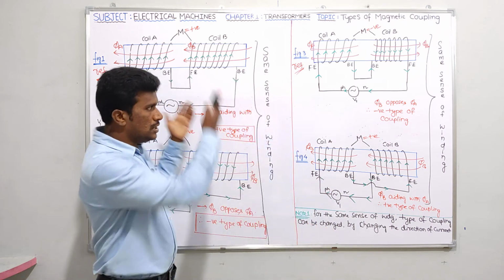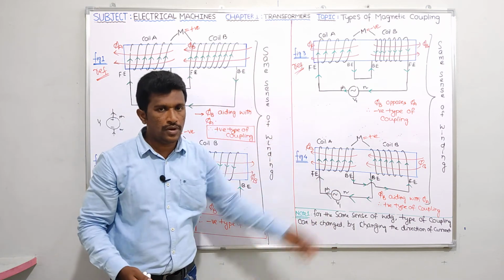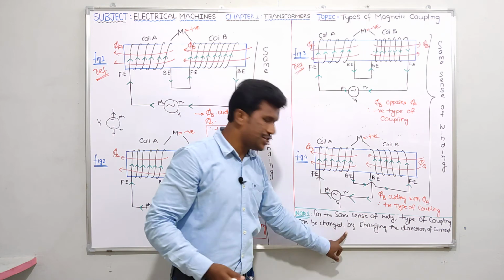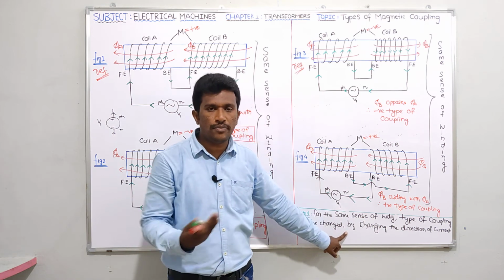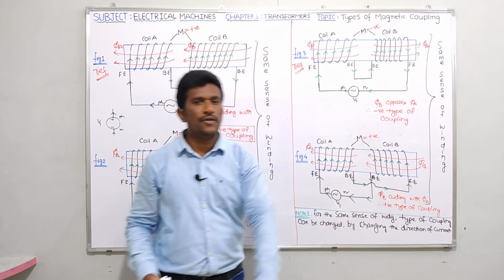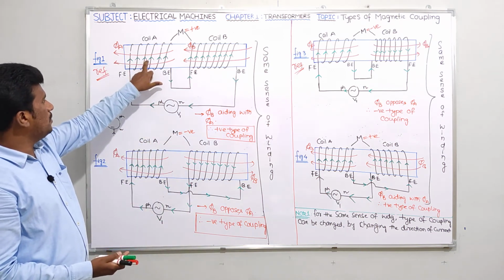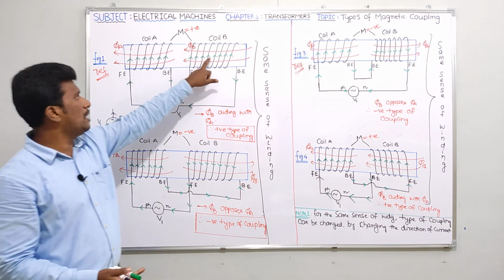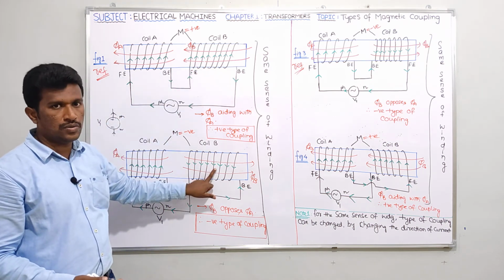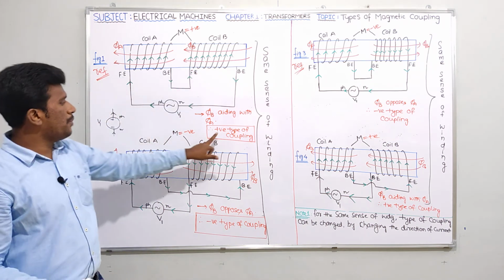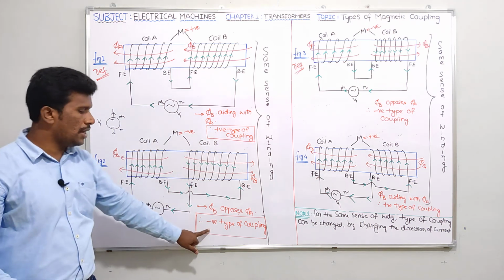You can use these two or you can use these two. Okay, type of coupling can be changed. Tell me, how can you change type of coupling? By changing the direction of current. If you see in these two figures, here coil A direction of current will be like this, here also like this, coil B upwards, coil B downwards. So in figure number 1 positive coupling, figure number 2 negative coupling.